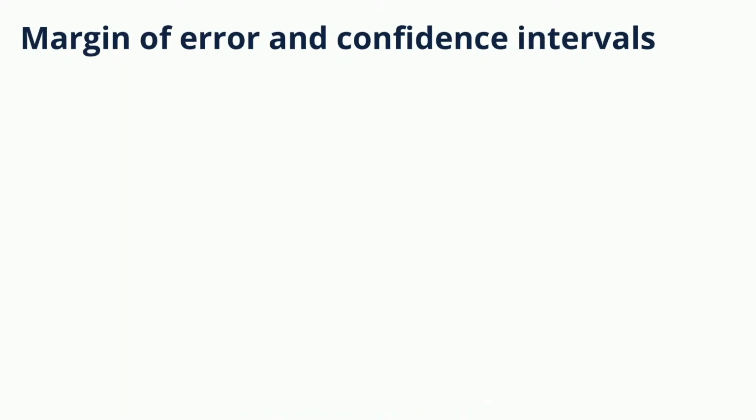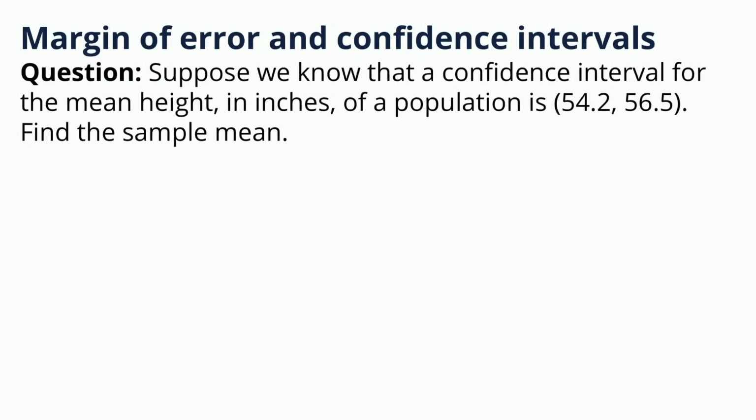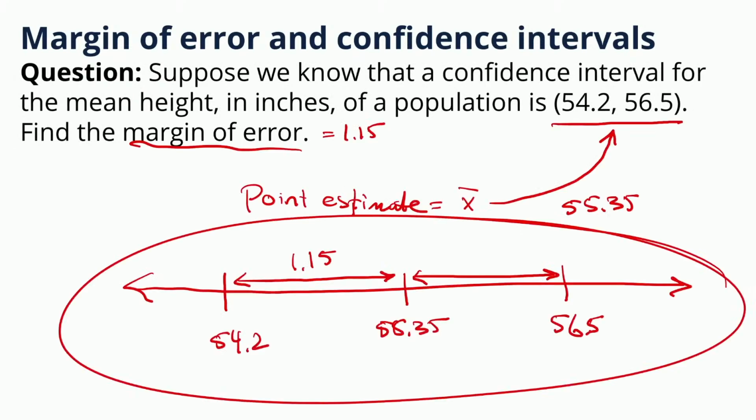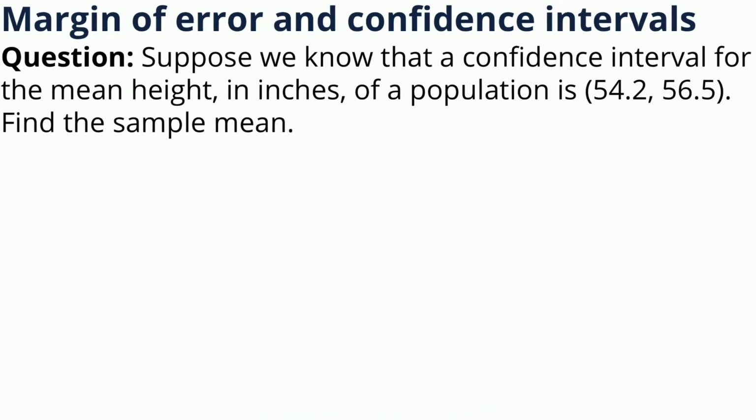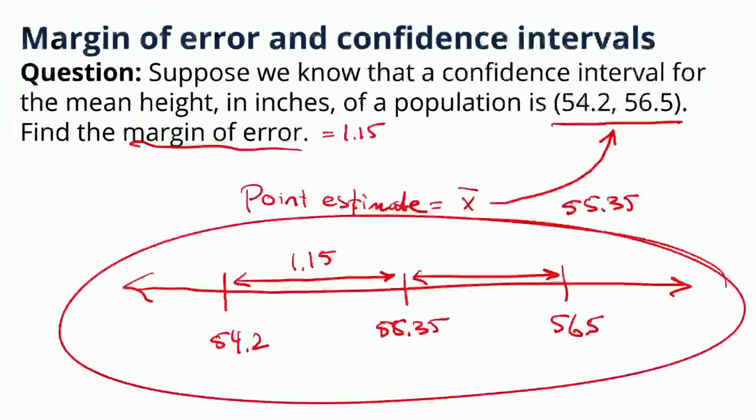Let's try another one of these. So let's say that we already did this. So that's the same problem. If I'm asked for the sample mean, that's the point estimate. So it's the same numbers. The point estimate is that middle number there. All right, let's try another one.